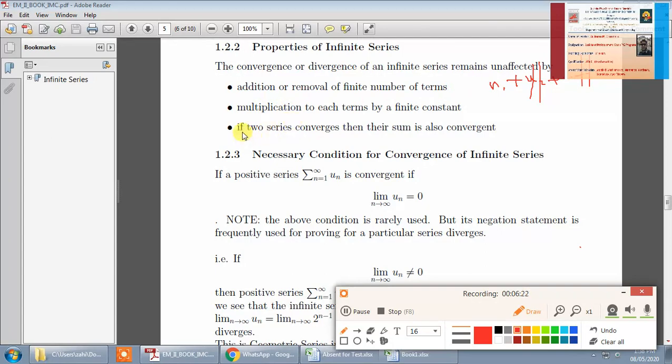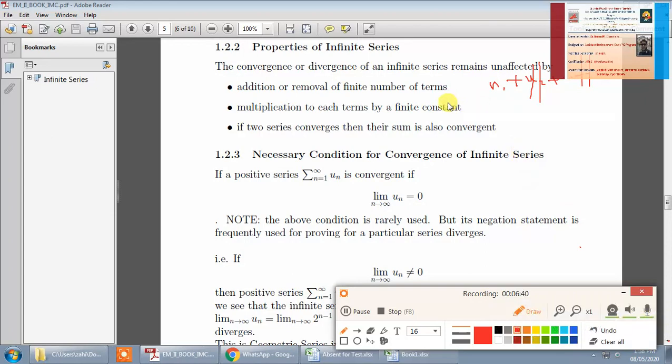Then if two series converge, then their sum is also convergent. Suppose that you have u1 plus u2 plus u3 and so on up to u infinity as the first series, and you have v1 plus v2 plus v3 plus and so on, vn, as the second series.